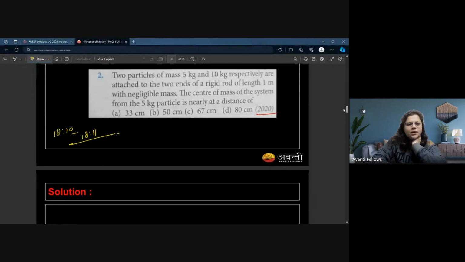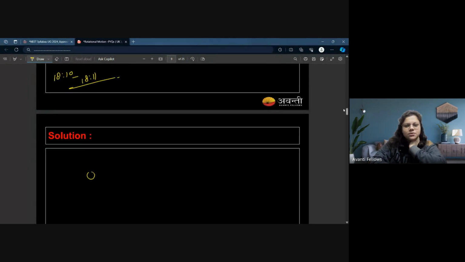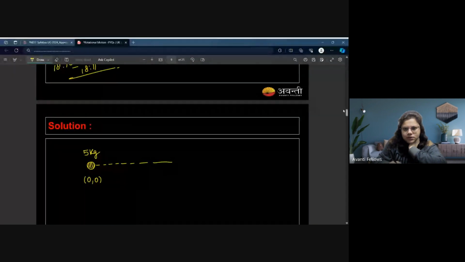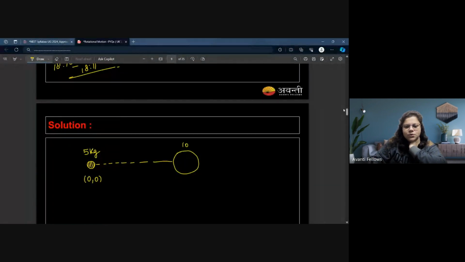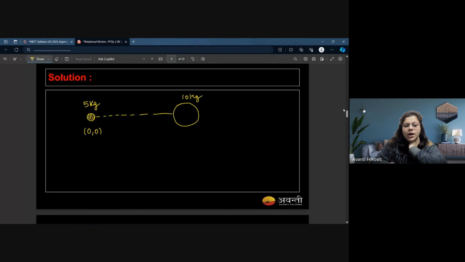Two particles of mass 5 kg and 10 kg respectively are attached. In this question, they are asking to find the distance of center of mass from the 5 kg mass, so it would be 0,0. You will consider that entire rod here, and the another mass would be 10 kg. Put 10 kg over here. They said it is 1 meter long. I think in the options you are getting centimeter, so it would be nice if you consider this distance as 100, comma 0, right?